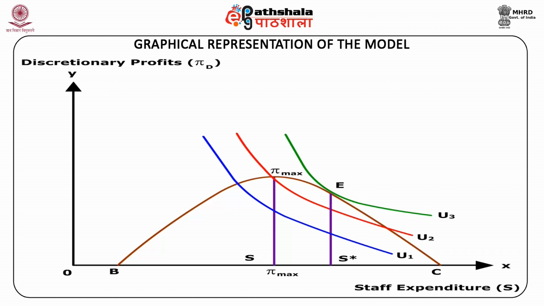At equilibrium point E, staff expenditure S star is higher, leading to lower profit than the staff expenditure S at the profit maximizing point pi max. The equilibrium point will always be to the right of the profit maximizing output because the indifference curves are downward sloping from left to right. Thus, Williamson tried to prove through this model that managers try to maximize their utility, not profit, by moving to the highest indifference curves, though staff expenditure is rising at this point.